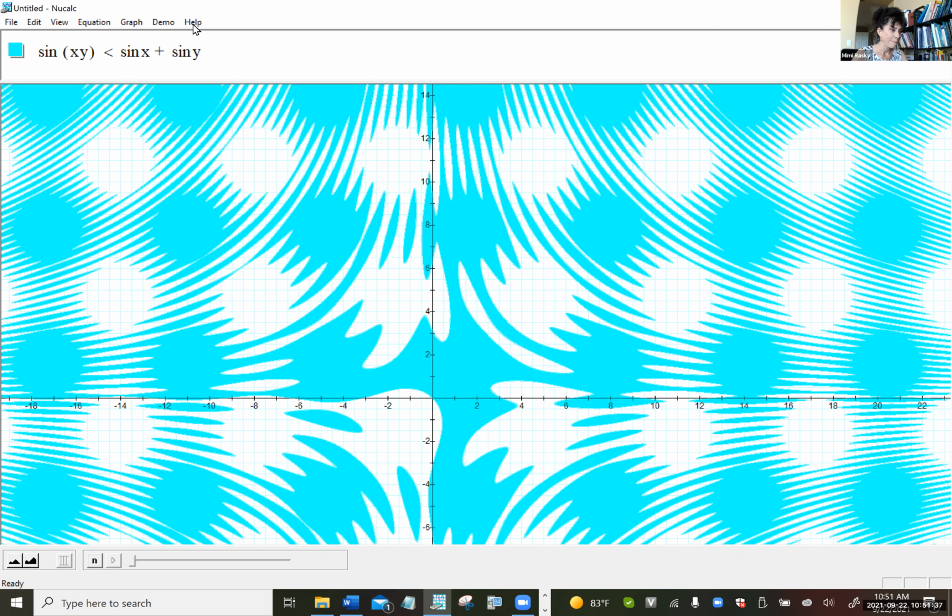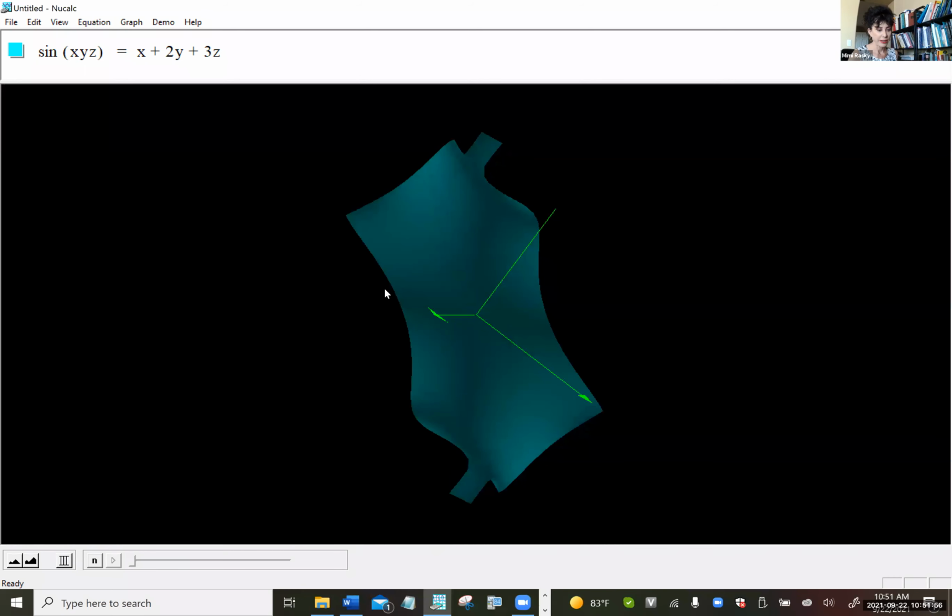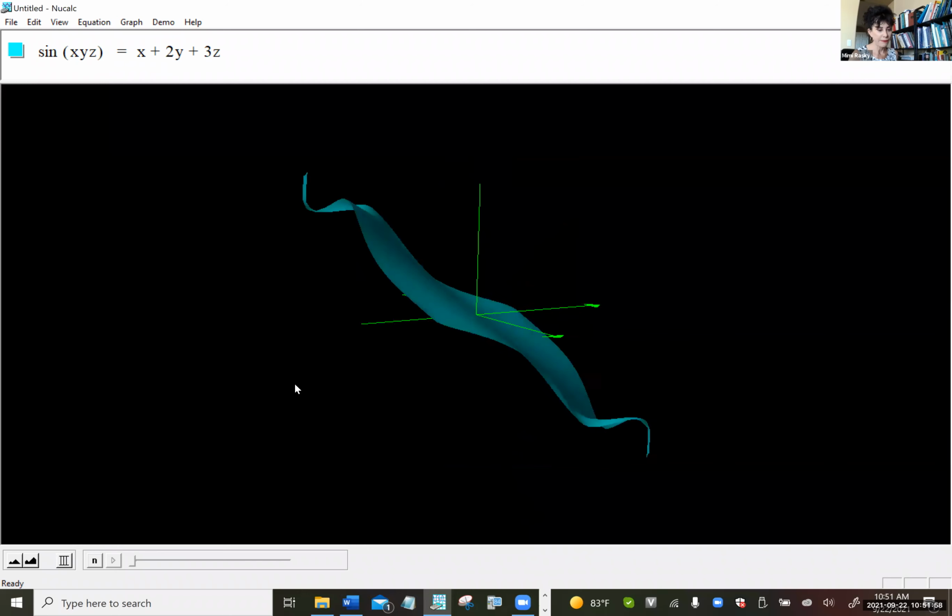Pretty cool. All right, what about 3D now? So what if I put a z into the situation? What about sine of xyz equals, I don't know, x plus 2y plus 3z? This is going to give me a surface. I'm giving it to it implicitly. Okay, there it is. Oh, that's kind of nice, kind of pretty.